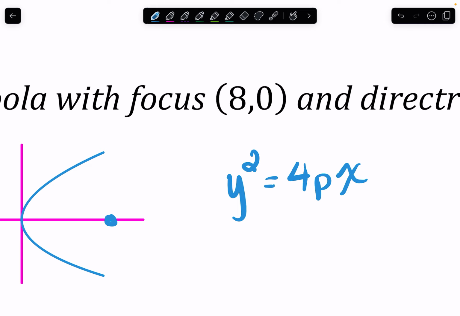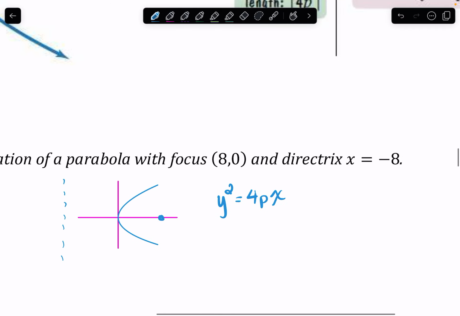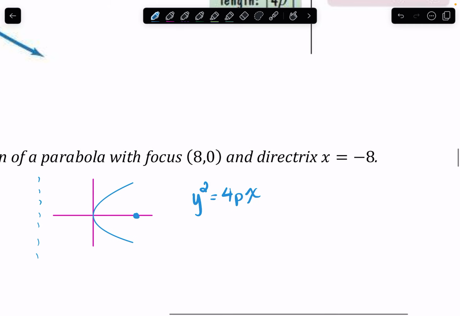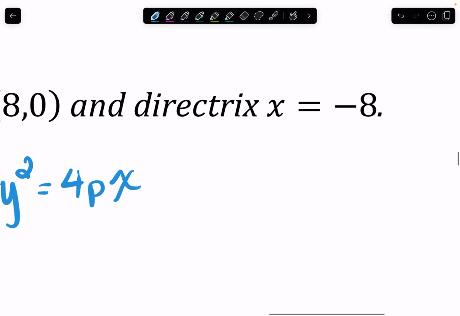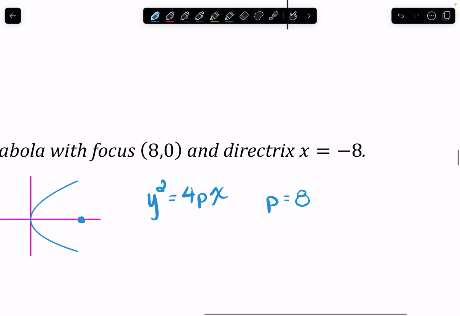All right, remember, P tells you how far to go inside to get to the focus and outside to get to the directrix. So if we went inside 8 and outside 8, we know that P equals 8 because it opens to the right. If it would have opened left, it would have been negative 8. So if it opens left or down, P is a negative value.